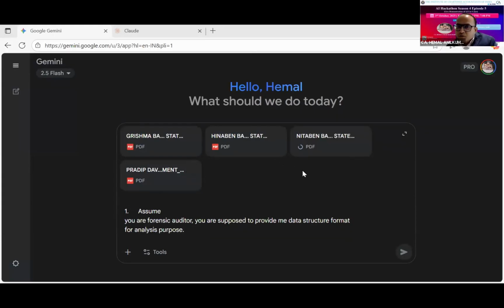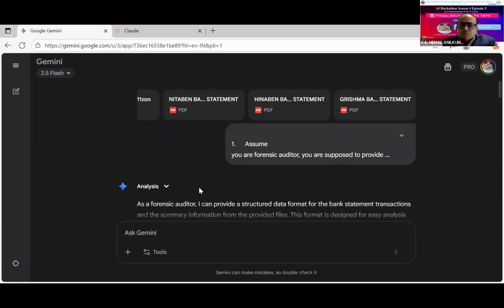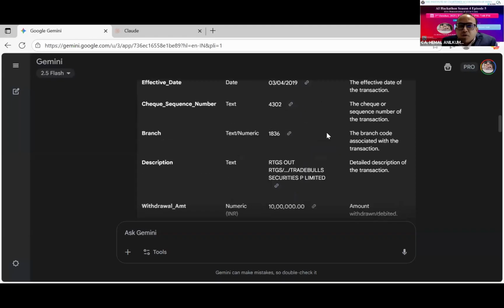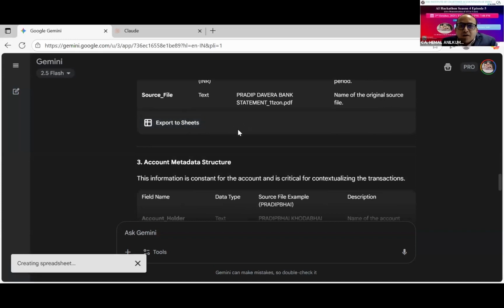These are the 4 different bank account statements of different persons included in one single fraud investigation. These statements are manually scanned, not auto-generated from software. Here, Gemini supports us to generate the structured format, which can also be saved in Excel format.